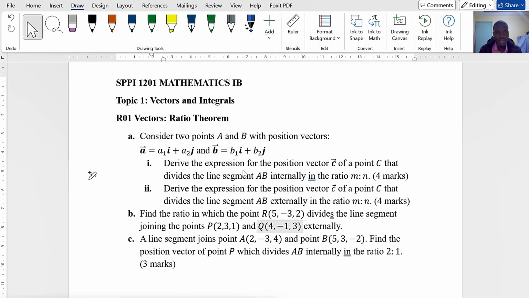Hello, welcome to Mathematics 1B revision. This will be on the topic vectors and integrals. We'll start with vectors, and this is the ratio theorem.